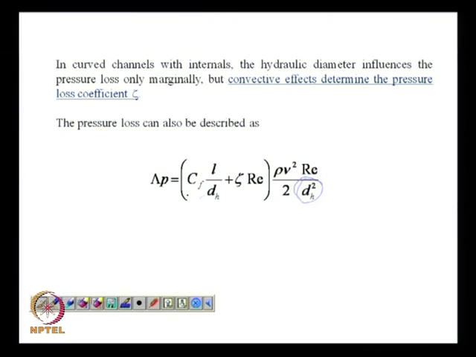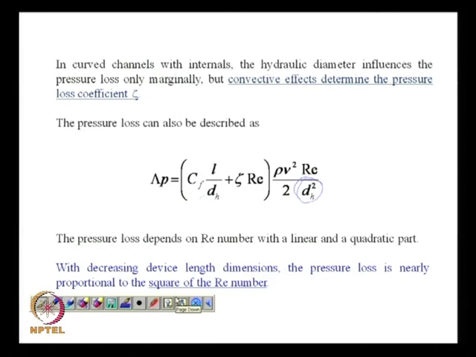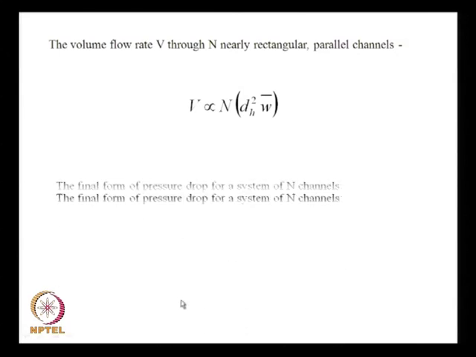So, these new sciences have come up when you have flow in a small system, and the equation, or the rearrangement of this equation, simply magnifies the effects that one should consider while thinking about how to make liquid flow in a microchannel. So, with decreasing device length dimensions, as I mentioned, the pressure loss is proportional to the square of the Reynolds number. The moment you start decreasing the device length dimensions, the first part becomes unimportant, it is the second part which is going to govern how much pressure you are going to have.